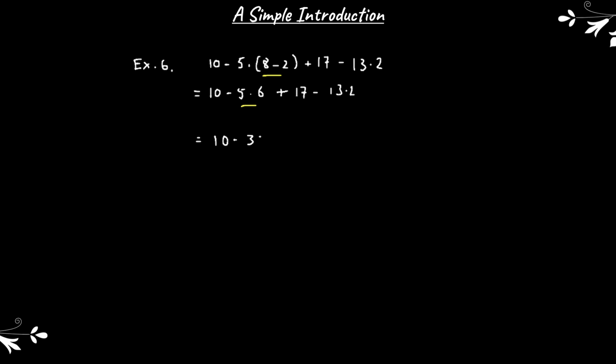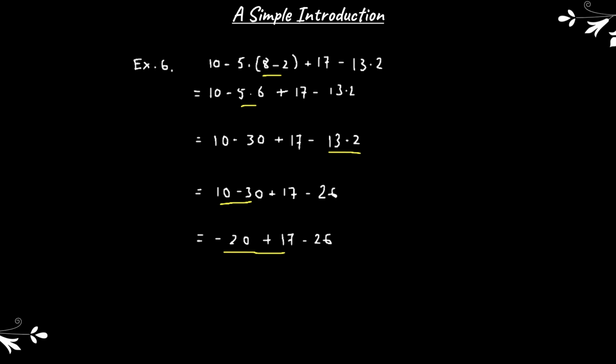So we have 10 minus 30 plus 17 minus 13 times 2, which is 26. So we perform only the addition and subtraction part as seen. So we have negative 20 plus 17, so that's negative 3, minus 26, so that gives us negative 29.